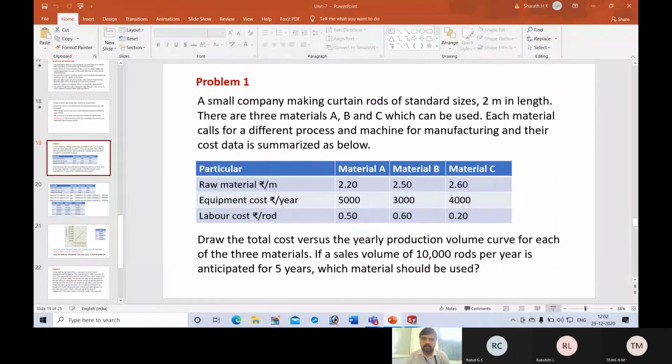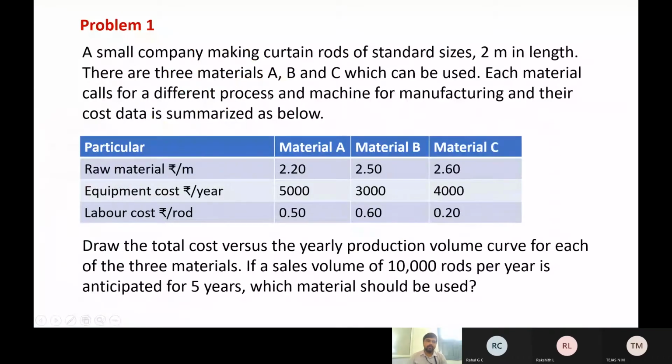Okay, in this class I will explain two problems related to Unit 7. This is the first problem. A small company making curtain rods of standard sizes 2 meter in length. There are three materials A, B and C which can be used for making this curtain rod. Each material calls for a different process and machine for manufacturing, and their cost data is given below. So cost data is given for all the three materials A, B and C.